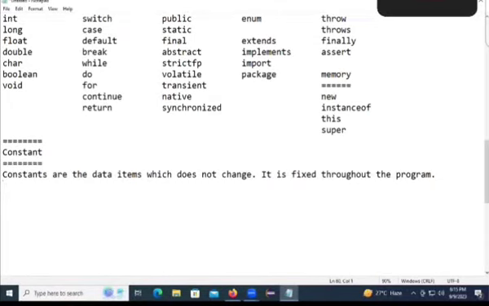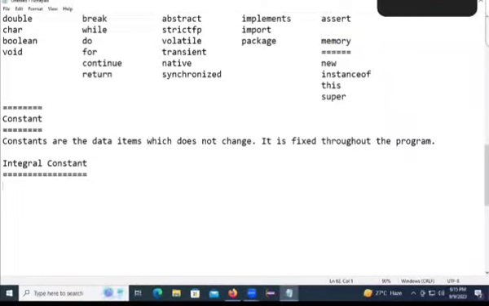Okay, so the first category of constant is the integral constant. Like data types, we have integral, real, character and boolean. Four categories are there. Under integral: byte, short, int, long. Then real: float and double. Then character and boolean. Here also there are four categories of integral constant.